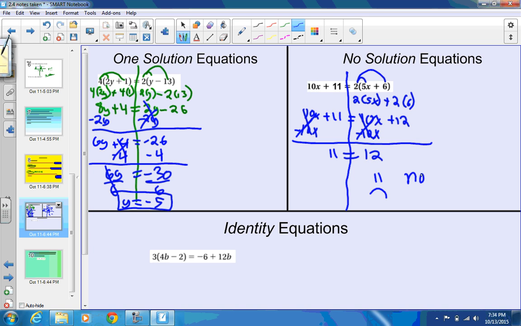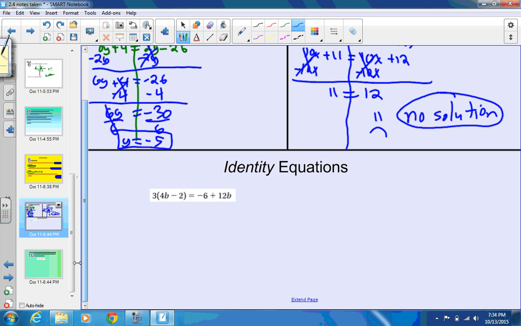We have no solution here because we can't go any farther. There's no more variables in there to try to solve for since it went away. And 11 does not equal 12. Okay, so that's in a situation where you have no solution. If the variables are gone and then you have something that's not equal to something else. Now this last one would be an example of the identity situation.